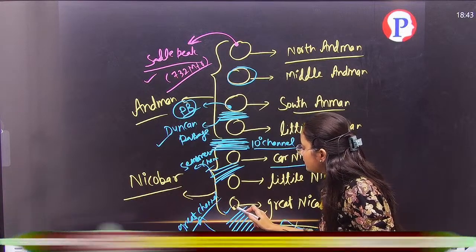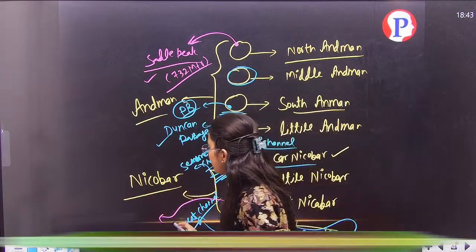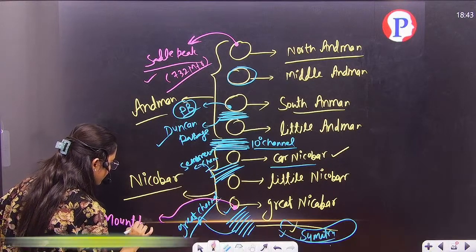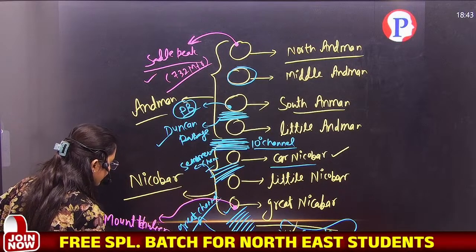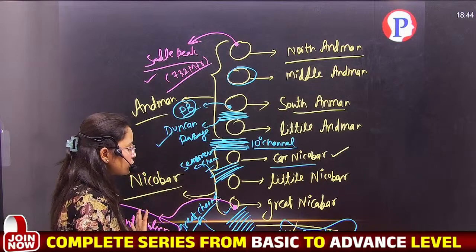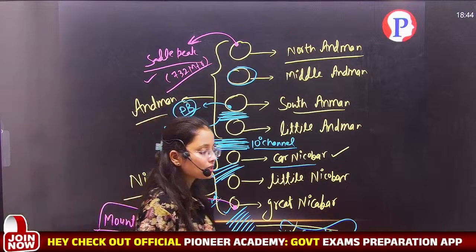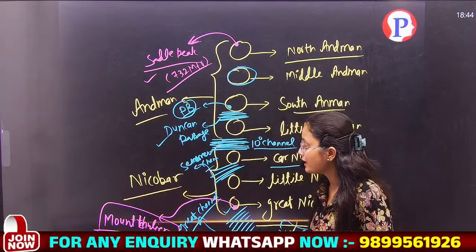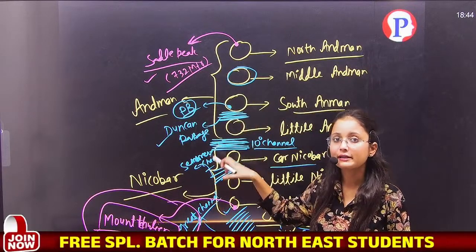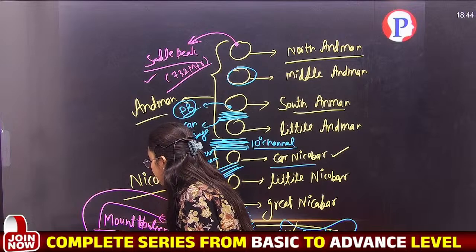And now the highest peak of Nicobar is Mount Thulier. It is not located between, it is located on Great Nicobar. Saddle Peak is the highest peak of Andaman and Nicobar, and Mount Thulier is the highest peak of only Nicobar, not of Andaman and Nicobar, because the height of Mount Thulier is 642 meters.